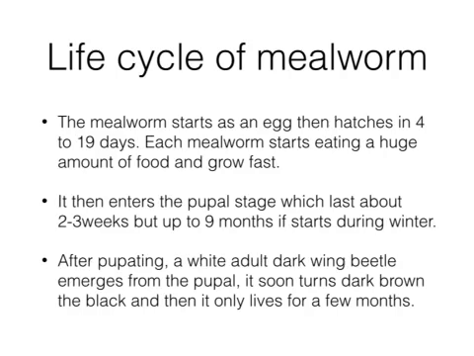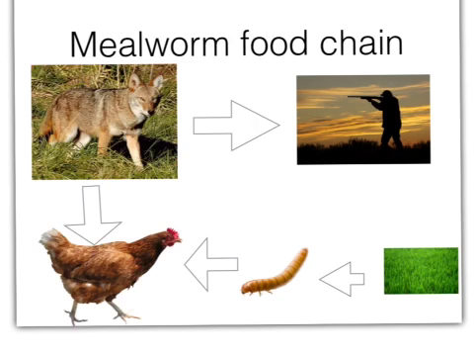The mealworm starts as an egg, then hatches in 4 to 19 days. Each mealworm starts eating a huge amount of food and grows fast. It then enters the pupal stage, which lasts about 2 to 3 weeks, but up to 9 months if it starts during winter. After pupating, a white adult winged beetle emerges from the pupa. It soon turns dark brown and then black and only lives for a few months.